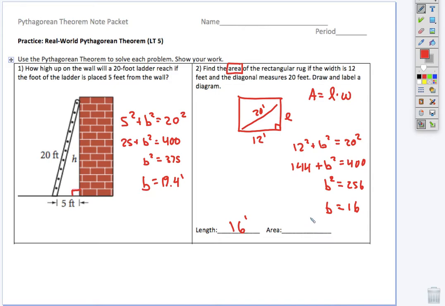We still have to figure out the area, so we're going to go back up to the area formula here. That's length times width. Well, we just found that the length is 16 and the width is 12, so we're going to do 16 times 12, and that's 192 square feet. That's the label for area in this case, square feet.